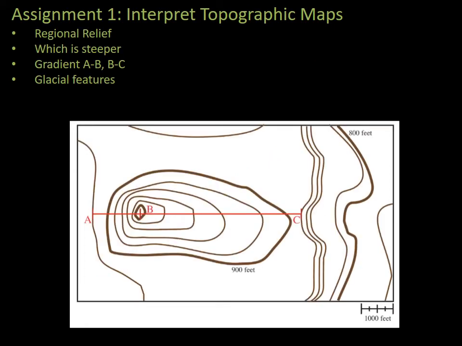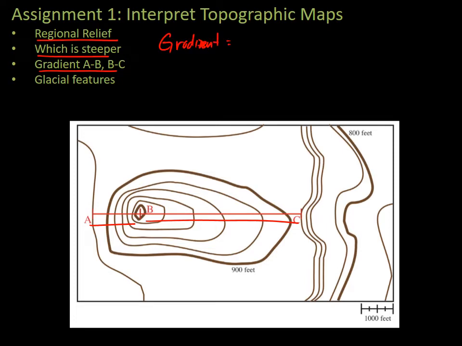In this next part of the assignment, you're going to be doing a number of things with this topo map. One is calculating the regional relief, which is the difference between the highest point and the lowest point. Looking at areas which are steeper. Is A to B steeper, or is B to C steeper, using line spacing. And calculating the gradient. The gradient is a way of quantifying steepness. Gradient is calculated using 2 points.